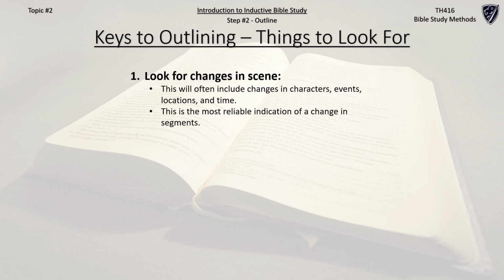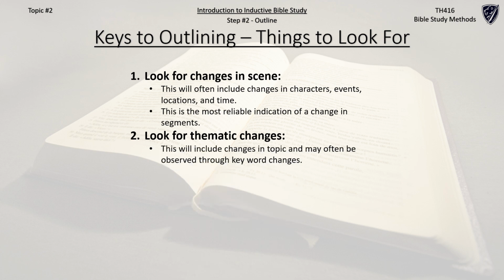And so look for changes in scene, especially based off of the who, what, where, when principles, those key questions that you can use as a tool to determine when things are changing. And again, this is the most reliable indication of change in segments, especially for Old Testament narratives. Additionally, look for thematic changes. Now, this will often include changes in topic and may be observed through keyword changes. And so sometimes you'll see that there's a different keyword in one place, but it's not in another place as you're going through the book. Maybe it's not in the next chapter, so maybe there's a change there.